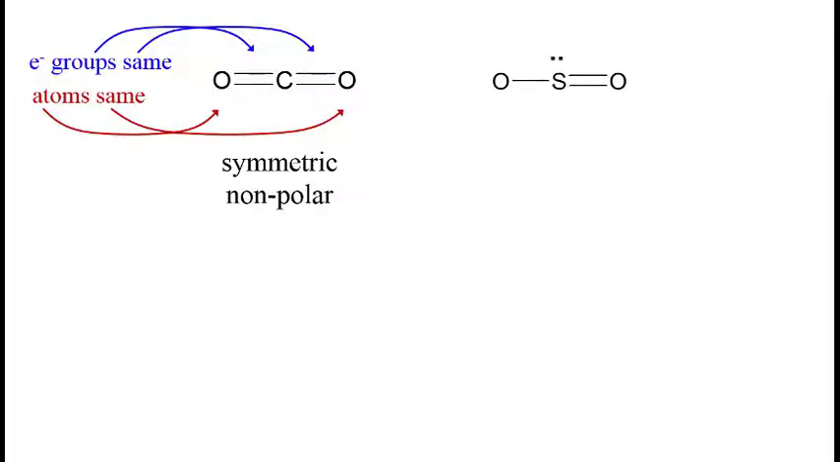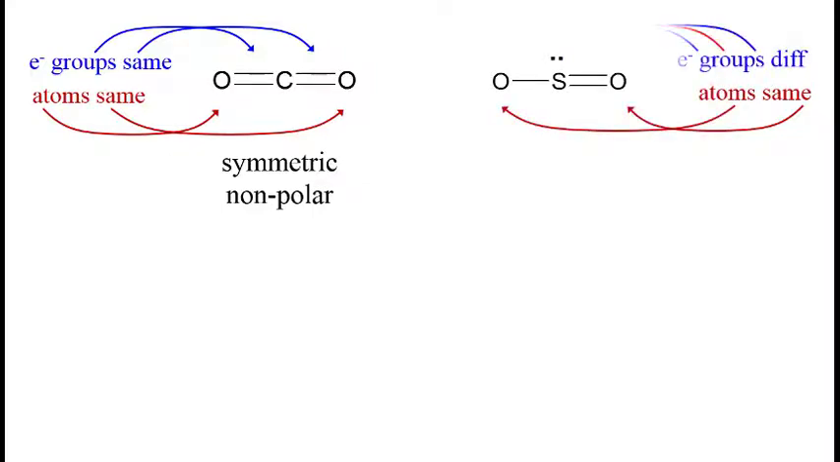Sulfur dioxide has 2 resonance structures, one of which is shown here. In this case, the terminal atoms are the same, both oxygen atoms, but the electron groups are different. Now, be careful with resonance. The 2 bonds are actually the same, both with a bond order of 1.5. But the presence of the lone pair on the central atom makes the electron groups different. This molecule is asymmetric based on electron groups and therefore is polar.